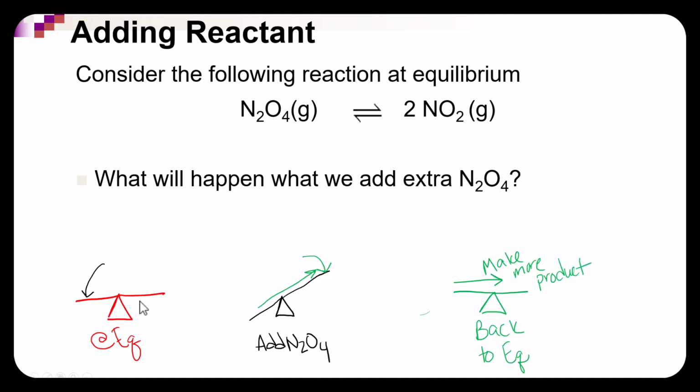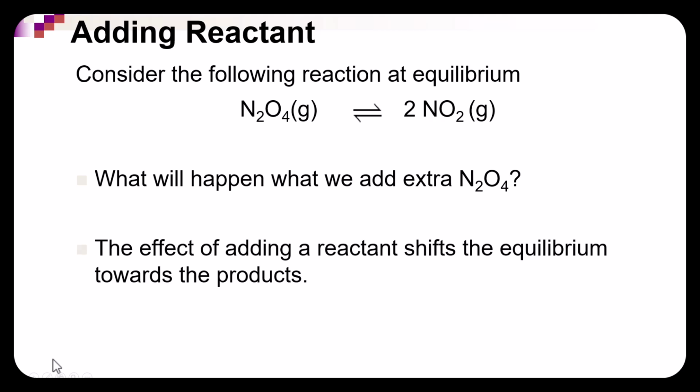So balanced at equilibrium, we add some of our reactant, so we stress out the reactant side. That side gets heavy. Now to get back to balance, the reaction's gonna push towards the products. We're gonna make more products. That'll push that side of the balance down, and we'll be back to equilibrium. So the effect of adding reactants will shift the equilibrium towards the product. We have to make more products.